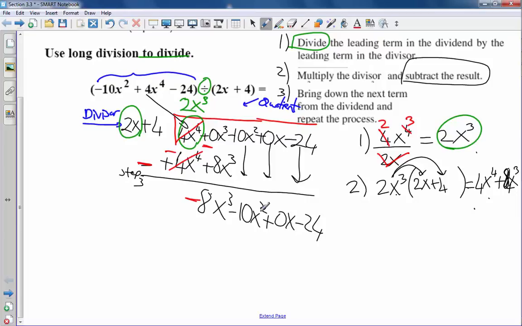For example, shall we stop right now? How do you know when to stop? We need to get only a number on the end? No. You can stop earlier than that sometimes. That's not it.